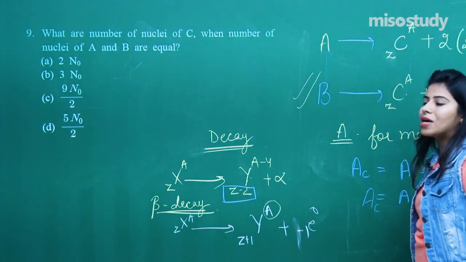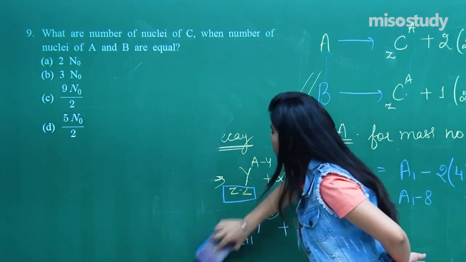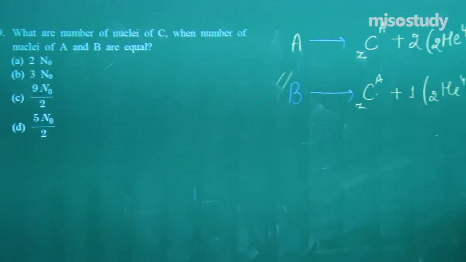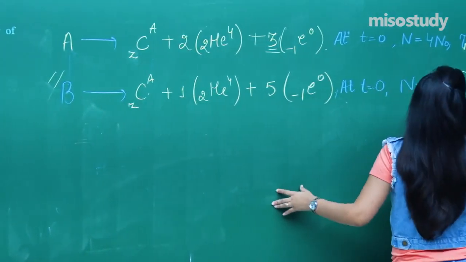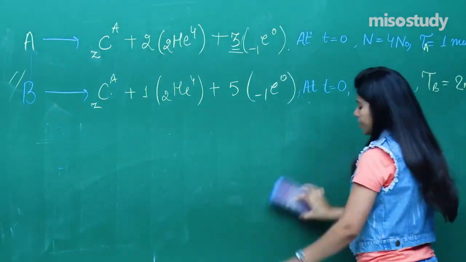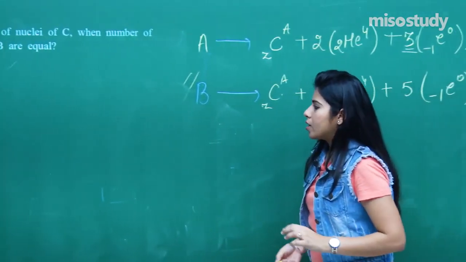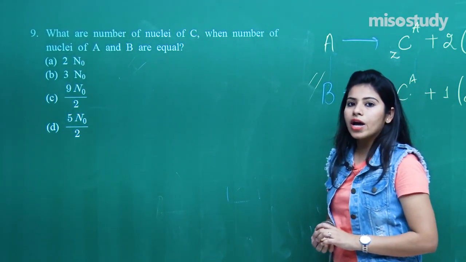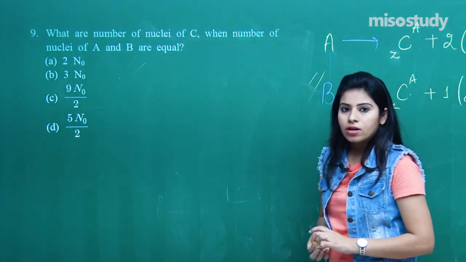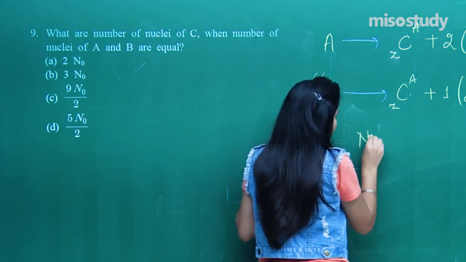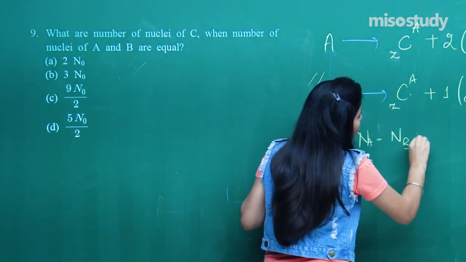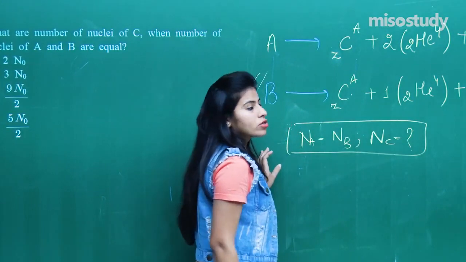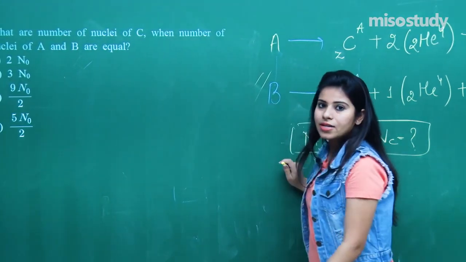This question is again based on the same passage, and we have to deal with the same conditions. So let me not erase this because we are having the same thing, and we will now proceed to question number 9. Okay. So what is the number of nuclei of C when the number of nuclei of A and B are equal? So they are saying that when Na will be equal to Nb, what will be Nc? They are asking the same thing.